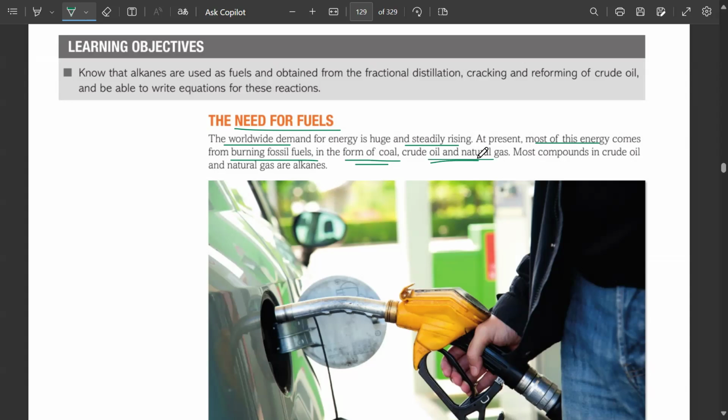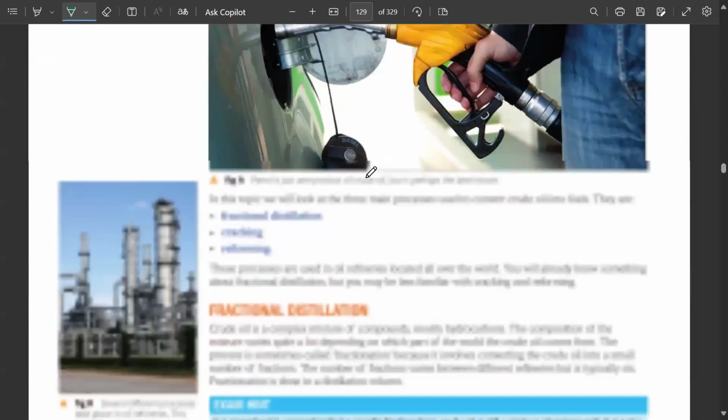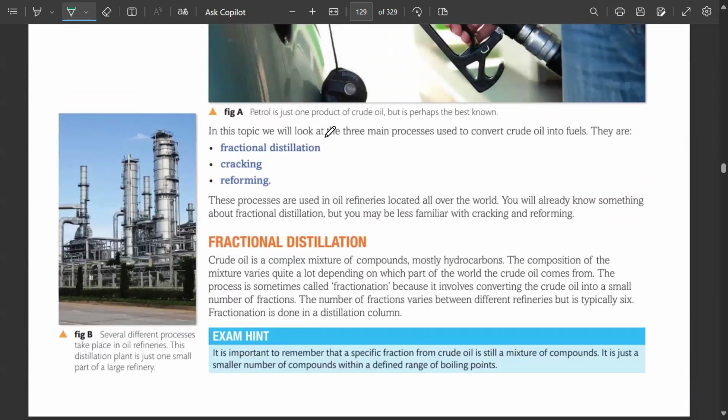Most compounds in crude oil and natural gas are basically alkanes. In this topic, we will look at the three main processes used to convert crude oil into fuels. The first one is fractional distillation, second is cracking, and the third is something new that you will study today, which is reforming. Can you tell me what is fractional distillation? It's a way to separate mixtures.